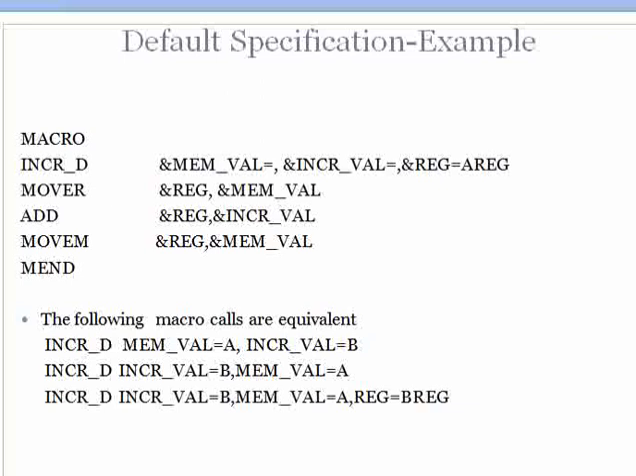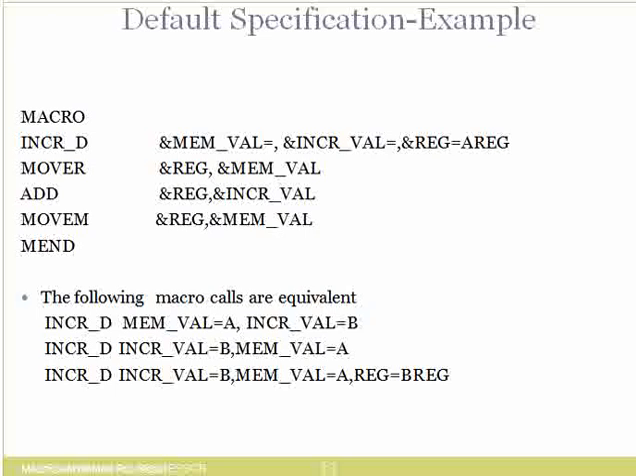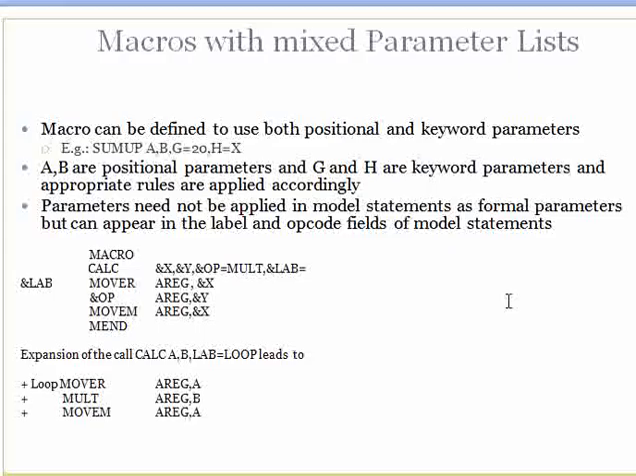So these are the three kinds of parameters that can appear in your macro. Now, so far we've seen examples where we have only a prototype statement with positional parameters or with keyword parameters. It's not essential that a macro always has only positional parameters or only keyword parameters. You can have a combination of both positional parameters as well as keyword parameters.